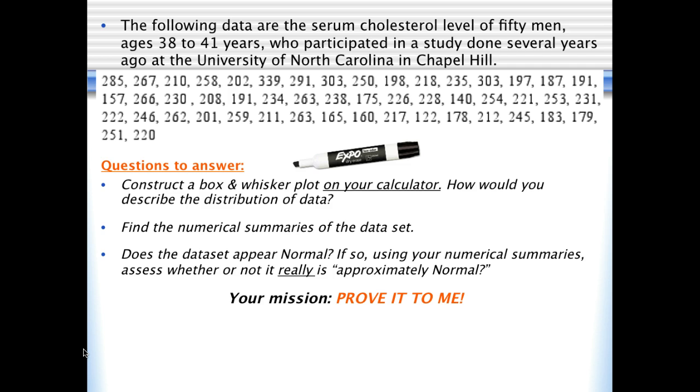What I would have students do at this point, and if you'd like to pause the video and try it for yourself, that'd be great, is to construct a box and whisker plot on your calculator. How would you describe the distribution? Then find numerical summaries of the dataset. Does the dataset appear normal? If so, using your numerical summaries, assess whether or not it really is approximately normal. The student's mission at this point is to try and prove it. Now, I haven't explained to them how to check for normality. I just want them to investigate as a group or partners in order to use what they know and try and prove this point.